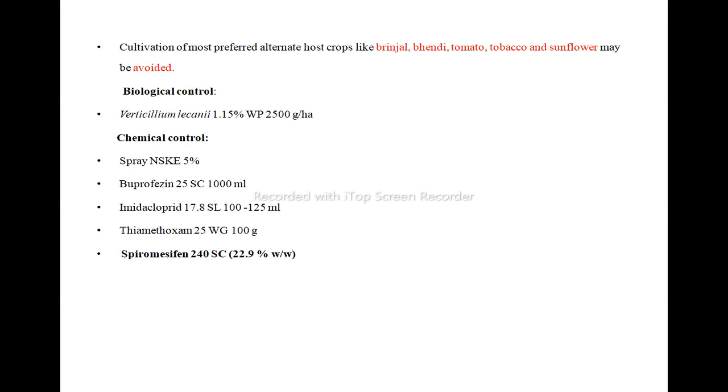First, spray of neem seed kernel extract. This is eco-friendly. Next, buprofezin. In the market we can purchase this insecticide under the name of Applaud, and it is basically an insect growth regulator. Basically, insect growth regulator means this insecticide inhibits chitin synthesis in the insect. If chitin is not formed in the insect, it will not survive.